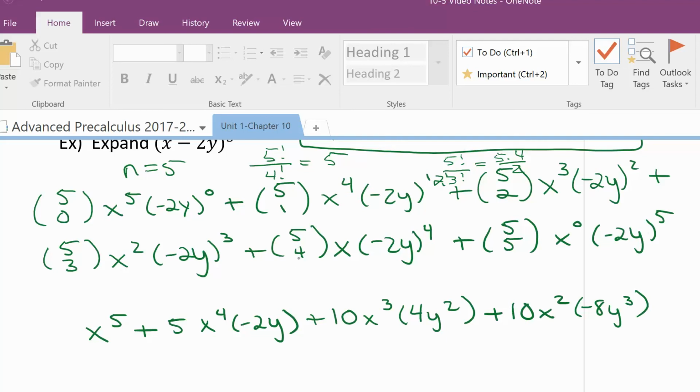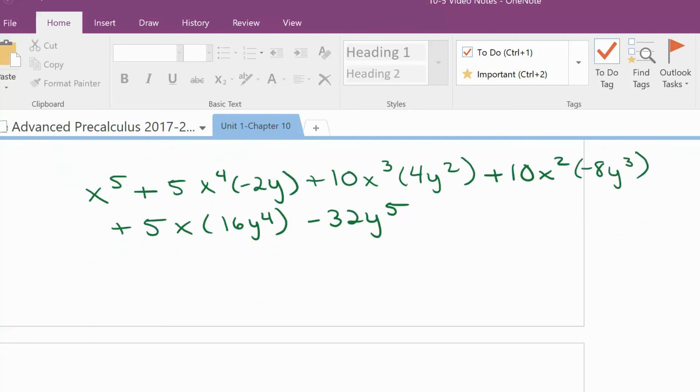And then here 5 choose 4. Well, it's just going to be 5. It's going to be the same as 5 choose 1. So it's going to be plus 5x, and then negative 2y to the fourth is going to be 16y to the fourth. And then 5 choose 5 is going to be 1. So it's going to be negative 2y to the fifth, which is minus 32y to the fifth.